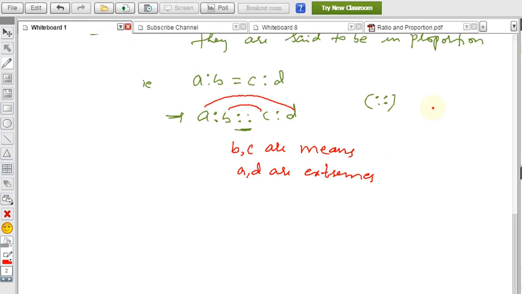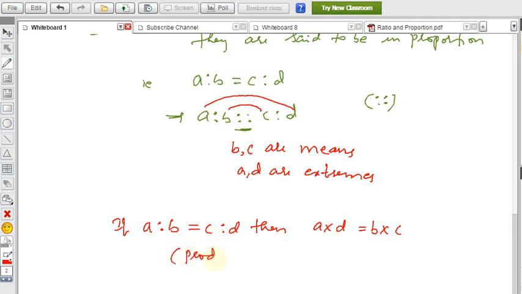Now whenever two ratios are in proportion, if A is to B is equal to C is to D, then A into D is equal to B into C. That is, the product of means is equal to the product of extremes, when the two ratios are in proportion.